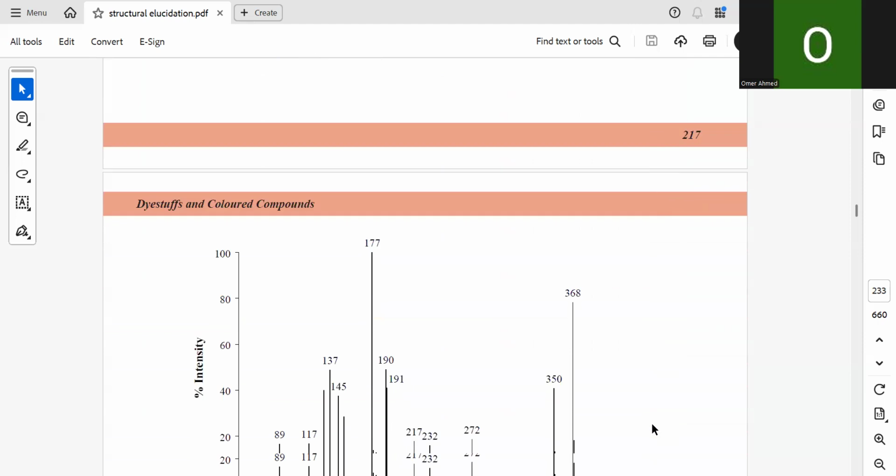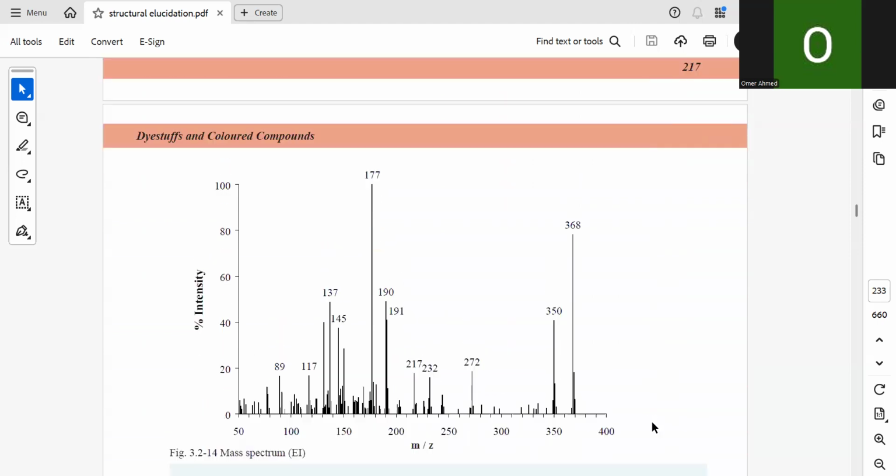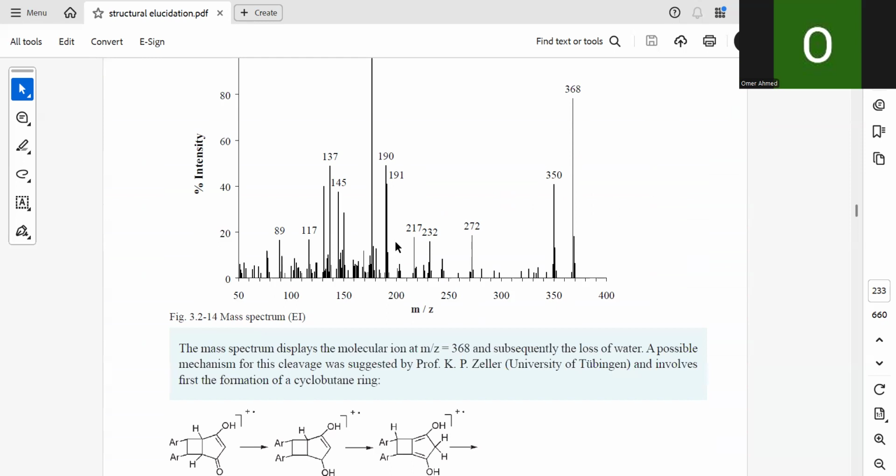And then we come to the MS. The MS clearly shows the molecular ion peak at 368, and the base peak, at 100% intensity, at 177.